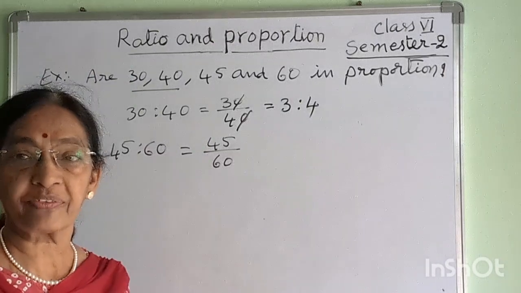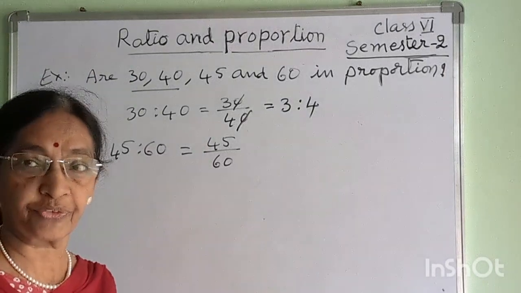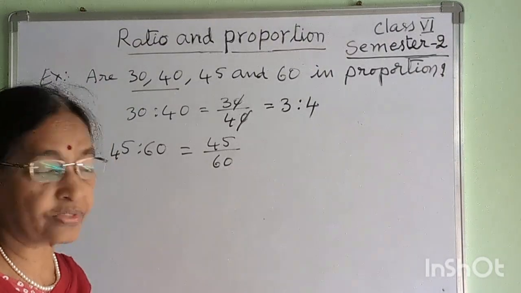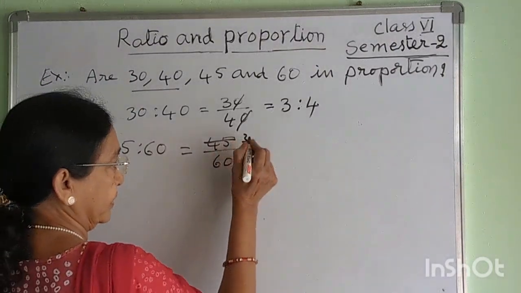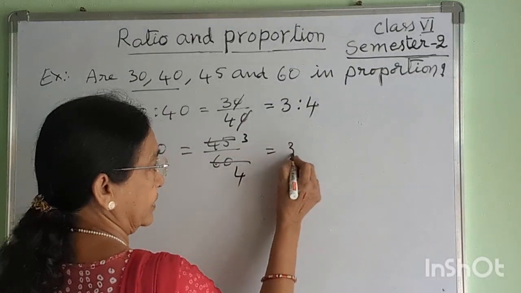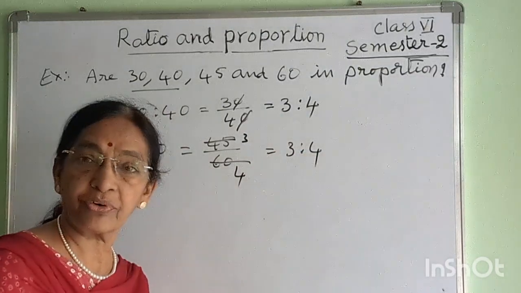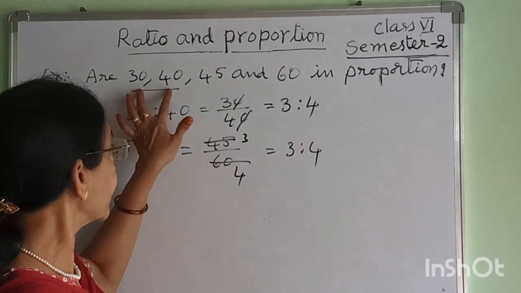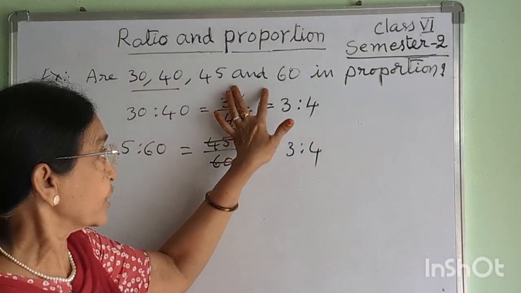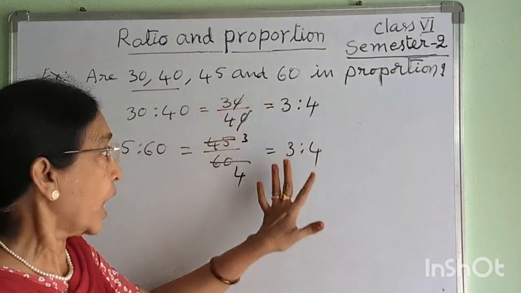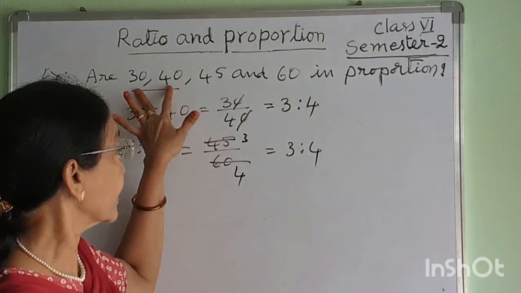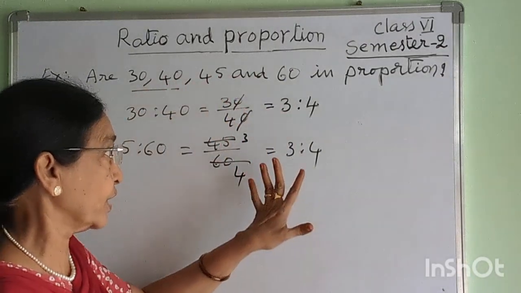Both are divisible by 15. We know the 15th table: 15 3s are 45 and 15 4s are 60. So dividing both by 15 we get 3 by 4, that is equal to 3 is to 4. Therefore the ratio of the first two terms and the ratio of the last two terms are the same. Therefore the two ratios are equal.